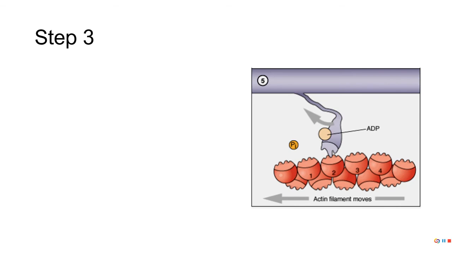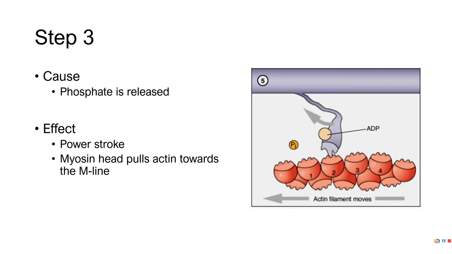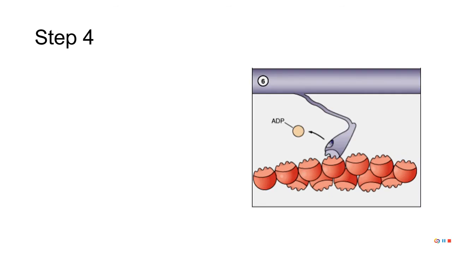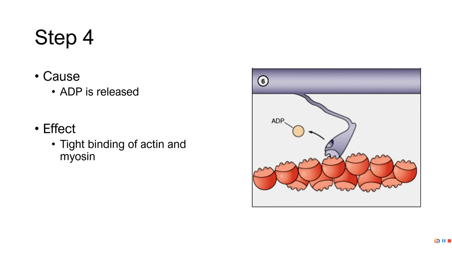Next, phosphate is released, which causes the power stroke, or the pulling of actin towards the M line. Cause: phosphate is released. Effect: power stroke. Finally, ADP is released, which results in the tight binding of actin and myosin.